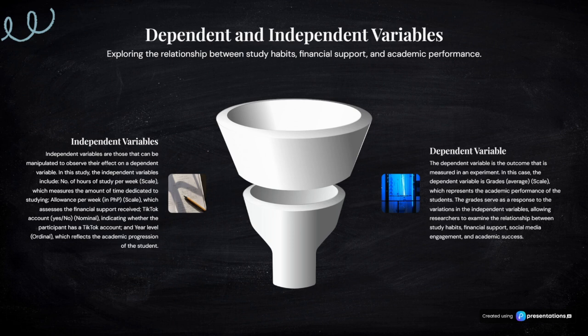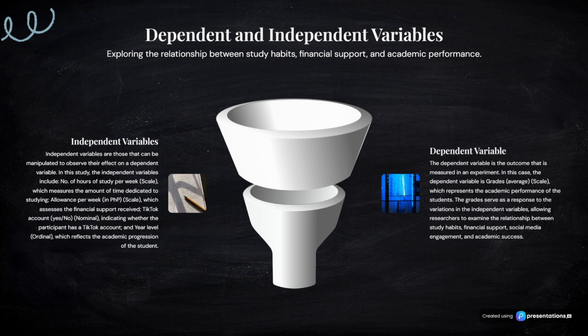Next is TikTok account, which is answerable by yes or no. It is nominal data, indicating whether the participant has a TikTok account. Lastly, year level, which is ordinal data, which reflects the academic progression of the student.